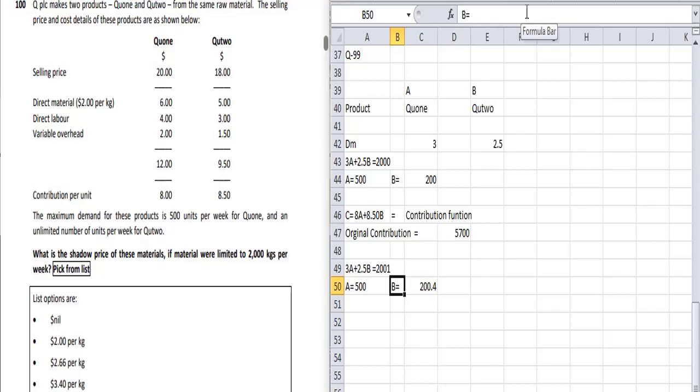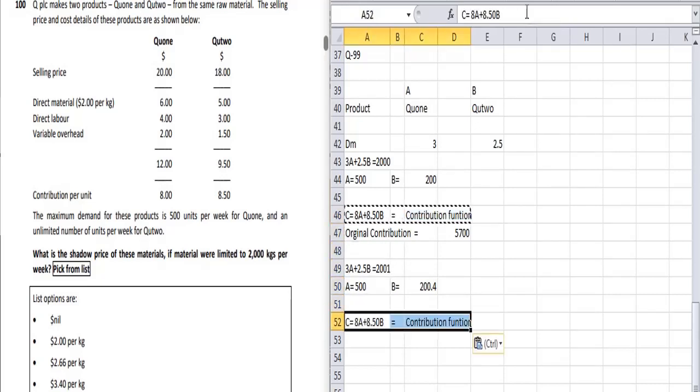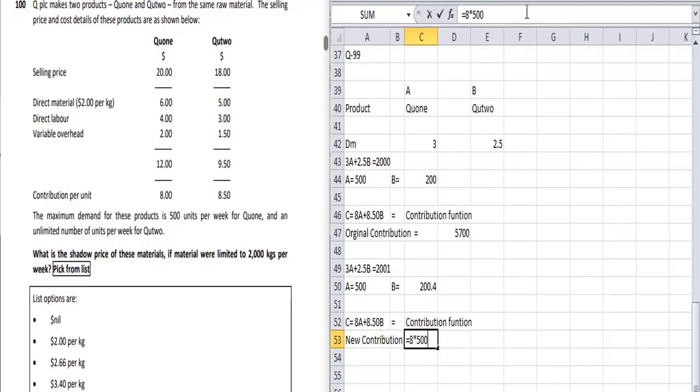Now putting this value into the contribution function, our new contribution will be 8 into A, which is 500, and 8.5 into B, which is 200.4. So our new contribution is 15703.4. So what is the increased contribution?